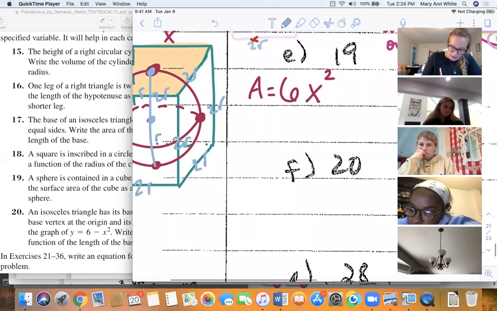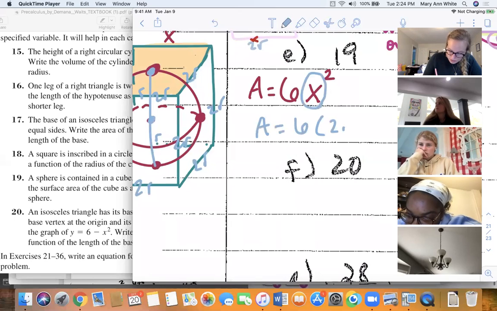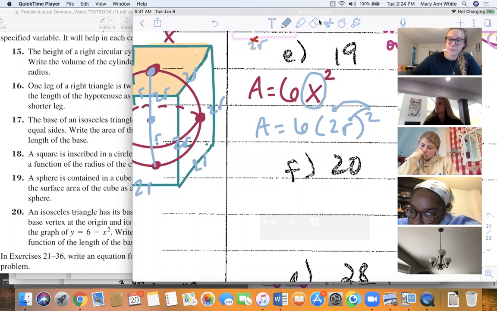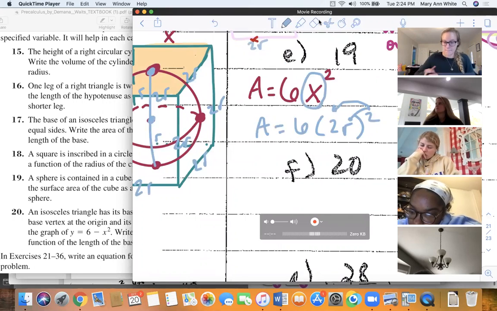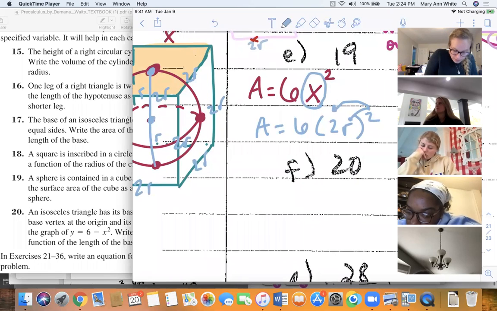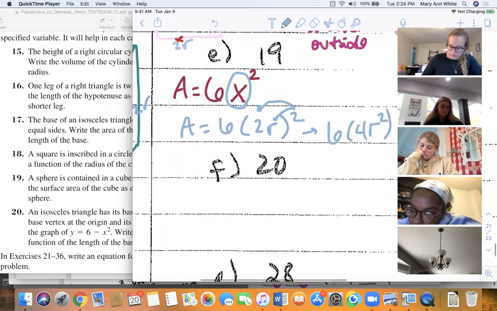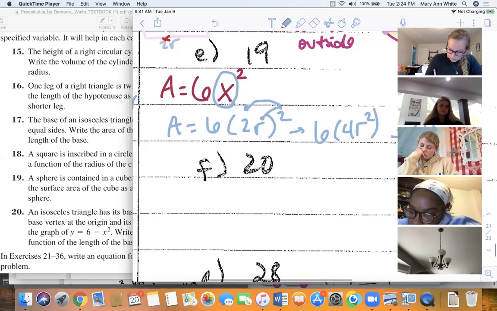So that being said, I can replace my x with 2r, and my area is 6 times 2r squared. We got to square both the 2 and the r, so don't forget that. Square my r, square my 2. 2 squared is 4, and then r squared is r squared. So I've got 6 times 4r squared. Well, I can do 6 and 4. That gives me 24. So I've got 24 r squared. That is my area.